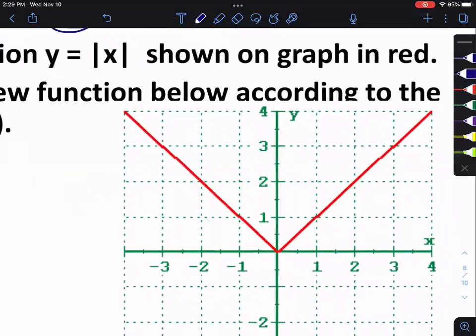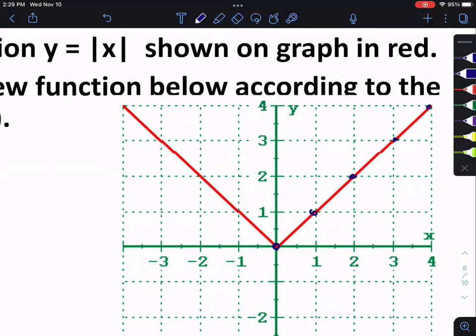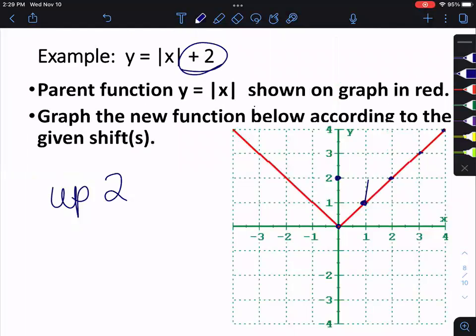So I'm going to take each ordered pair on this graph, and I'm going to move it up 2. I'm going to start here. I'm going to go up 1, up 2. There's my new point. I'm going to take this point here and move it up 1, up 2. It's going to be right there. And I'm going to continue doing that with all these points. So there's a third one, another one here and another one. And then I'm just going to connect those. And right there in blue is my new graph, according to the shift up 2.